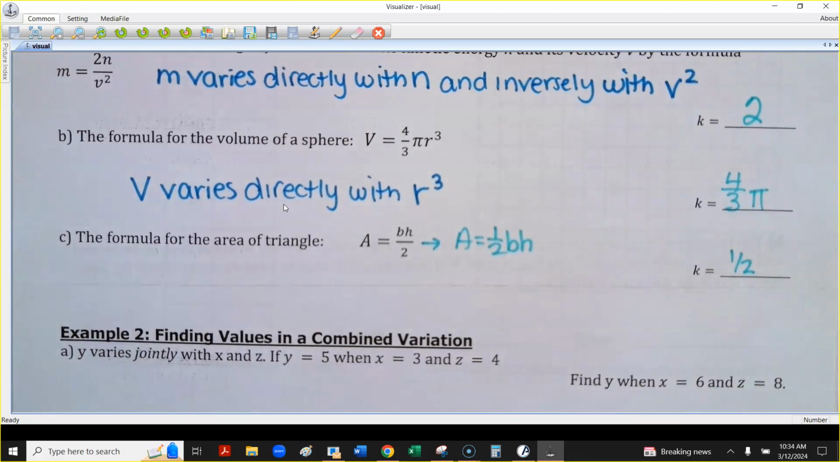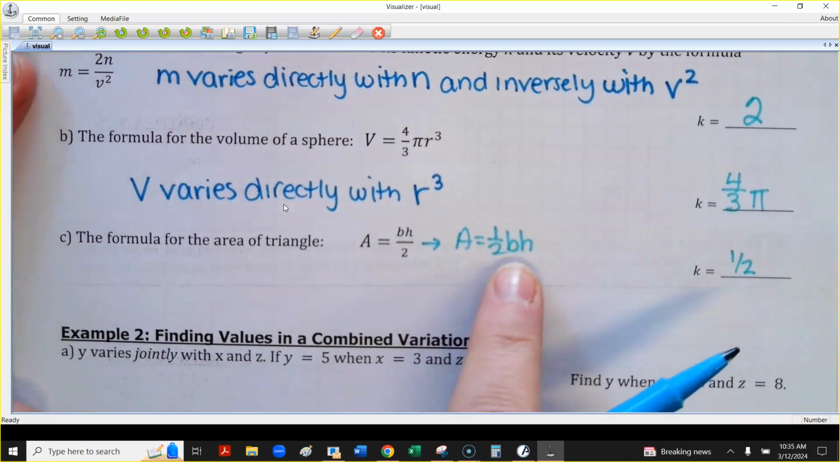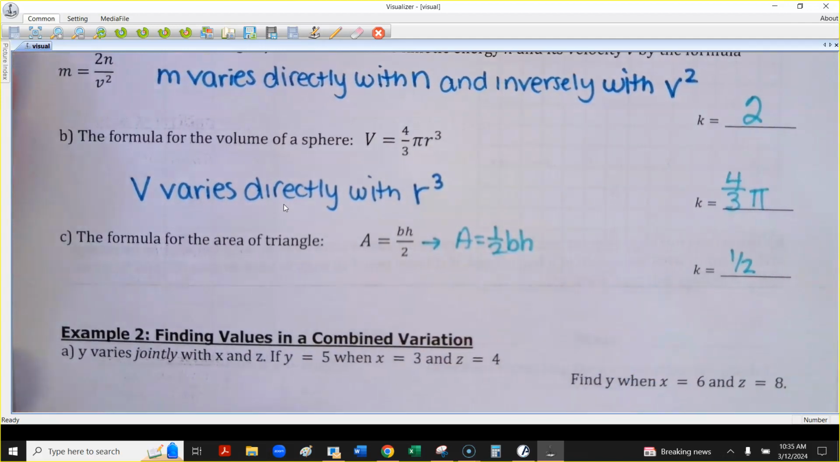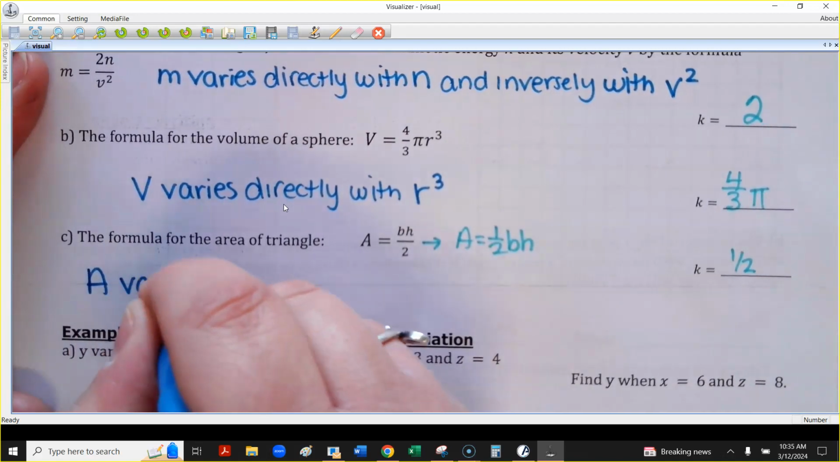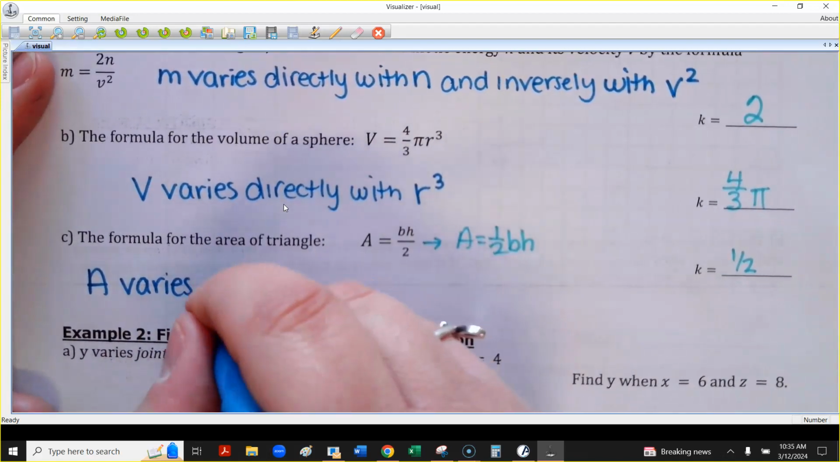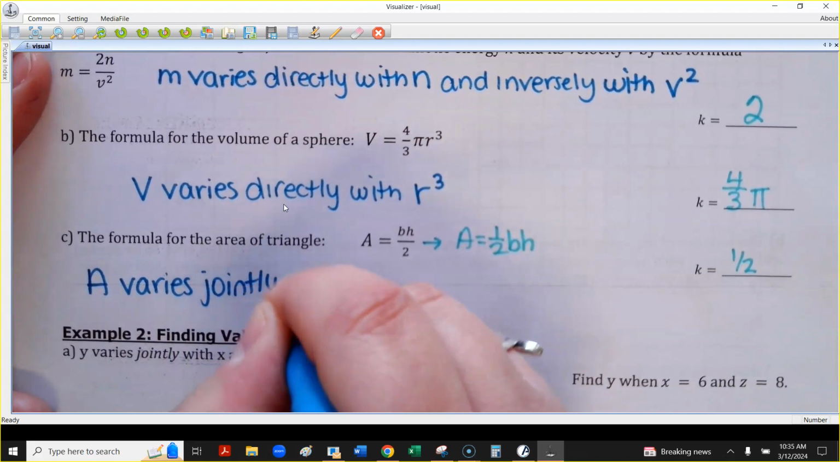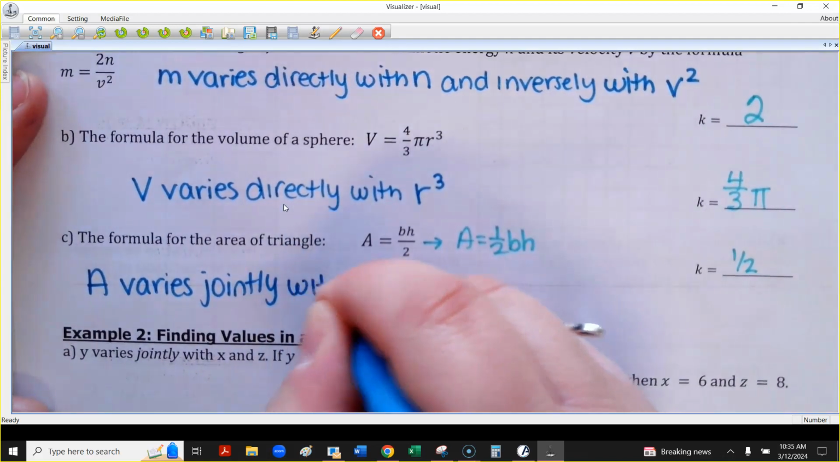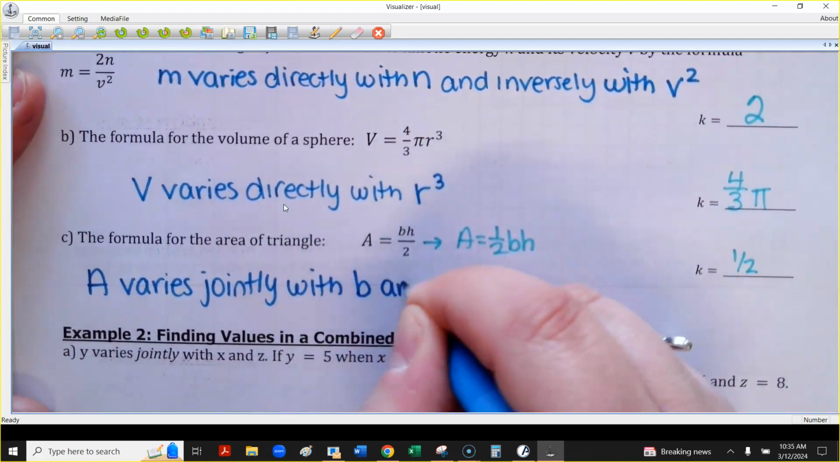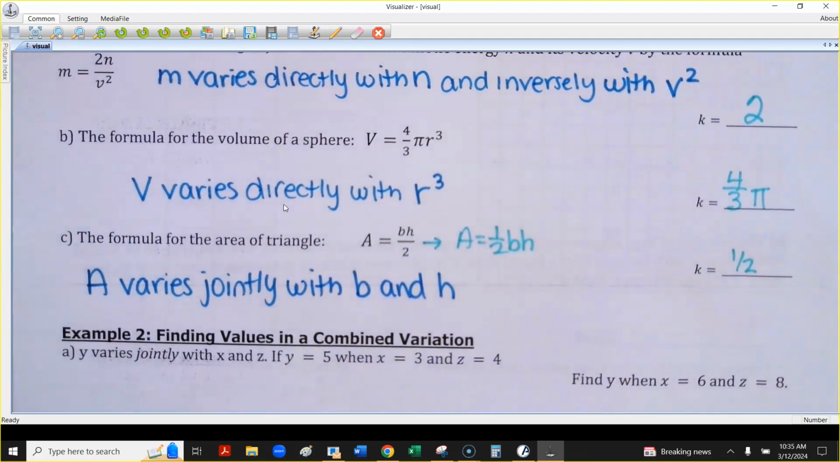If you have 2 or more variables that are multiplied together, so we have the base and the height here, that's what we call a joint relationship, because we're going to multiply more than one variable by the k value. So this would be area. I'm just going to write A, varies, and then we would just say jointly. That is a direct relationship, but jointly just means I've got two or more variables that I'm multiplying together. So jointly with B for base and H for height. That's all you have to do.